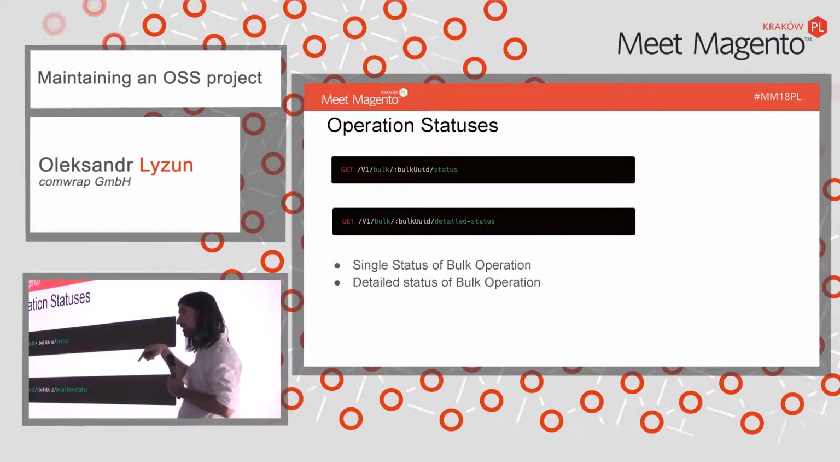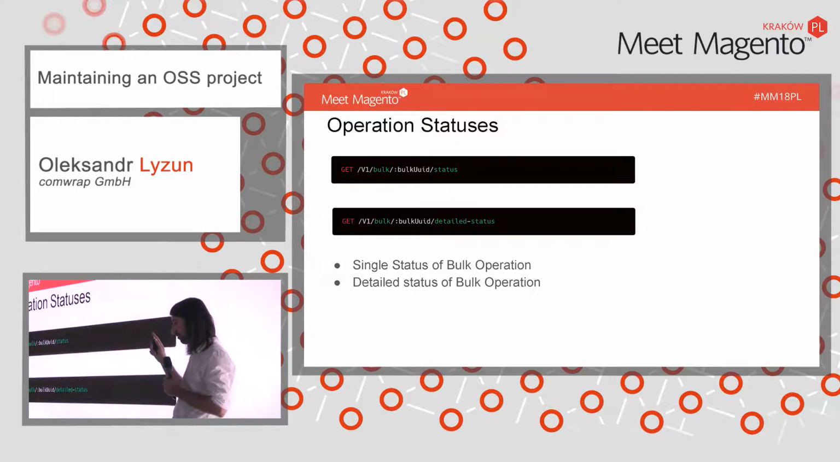You're using your bulk UID, which you received before. And you have a status and a detail status. They're mostly the same. The only difference is that status will send you back only the status, like an ID, 1, 2, 3, 4, which you can get from the documentation, what each of them means. And detail status will take a bit longer because the response will be bigger.